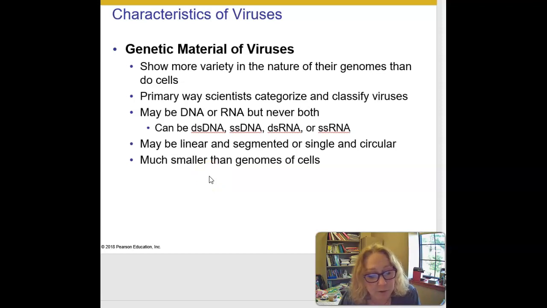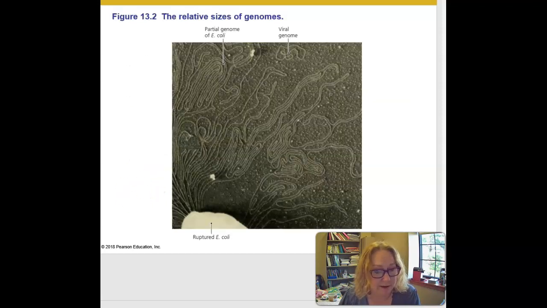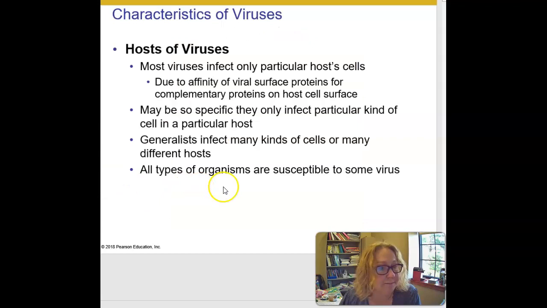You will notice this when you are studying your note cards. It may be DNA or RNA, and of the DNA or the RNA, it may be double-stranded DNA, single-stranded DNA, double-stranded RNA, single-stranded RNA. They can be linear or circular, and they're much smaller than the genome of most cells. Here's an example of a viral genome, and here's the genome of E. coli. So you can see it's a much smaller situation.